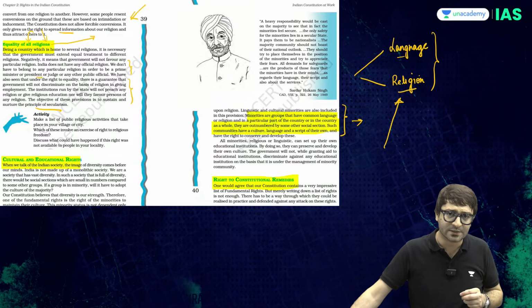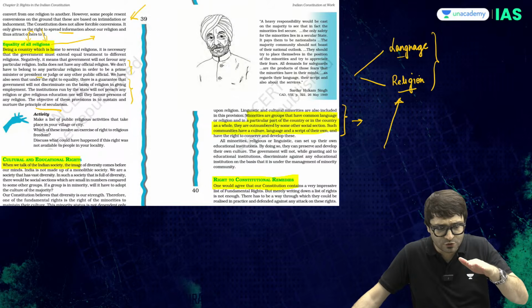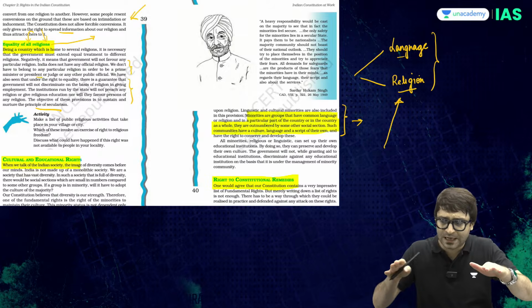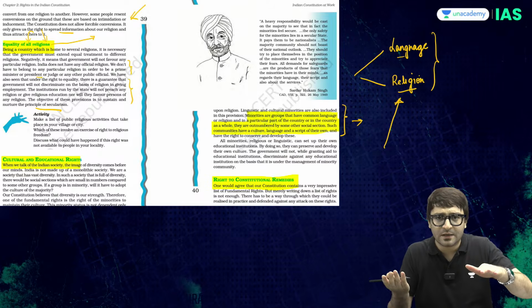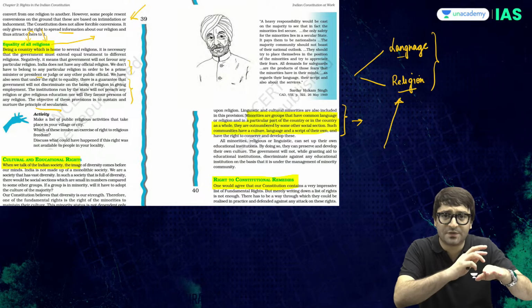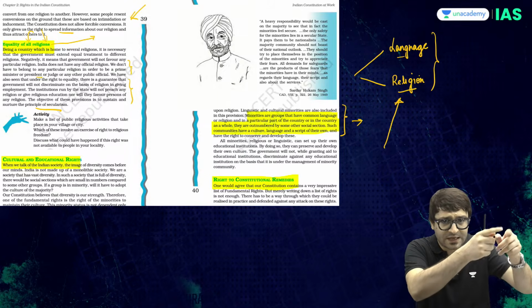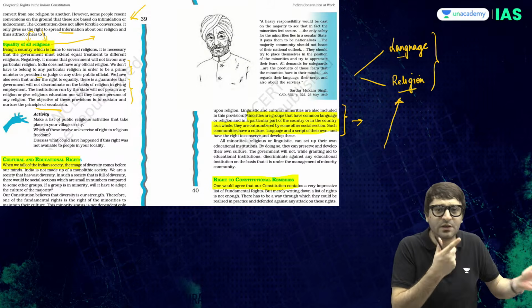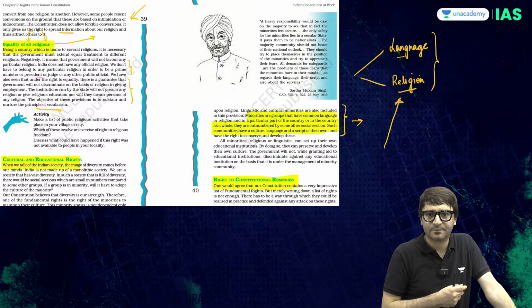But now the point is, what if the Constitution would have given only these fundamental rights without telling us a remedy? How will these fundamental rights be enforced if the state is violating your fundamental rights, snatching your fundamental rights, depriving you of your fundamental rights? Sir, can you be more specific?